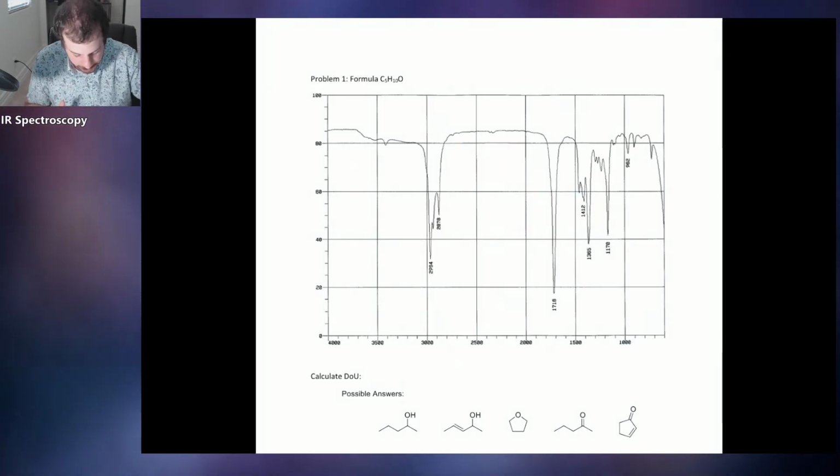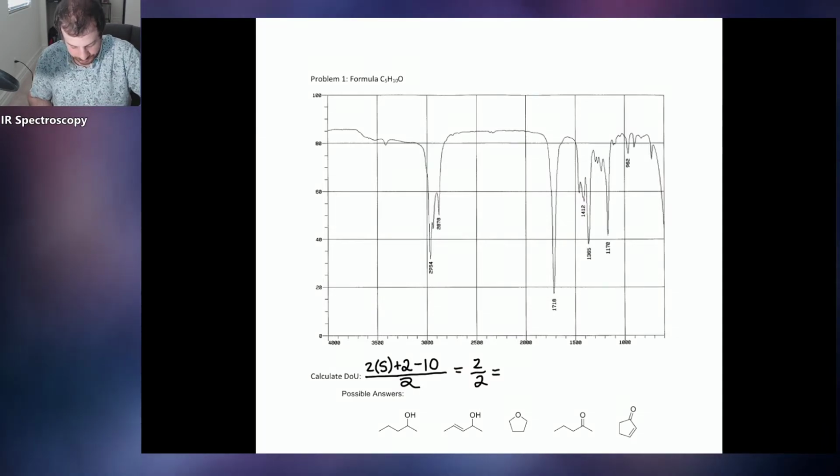Because I've given you the formula, we can calculate the degrees of unsaturation. So 2 times the number of carbons, so there are 5 carbons, plus 2, plus the number of nitrogens, there's no nitrogens, minus the number of hydrogens, there's 10 hydrogens, minus the number of halogens, there's no halogens, all divided by 2. Doing this math on the calculator, we get 2 times 5 is 10, plus 2 is 12, minus 10 is 2. So this gives us 2 over 2. So our degrees of unsaturation is 1.